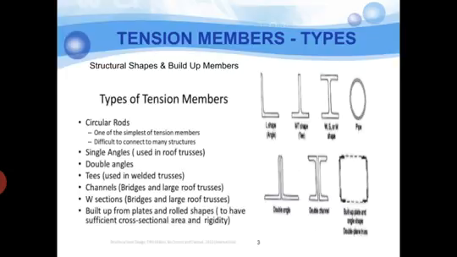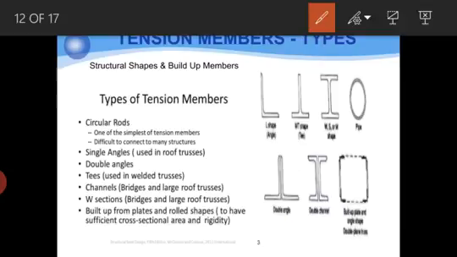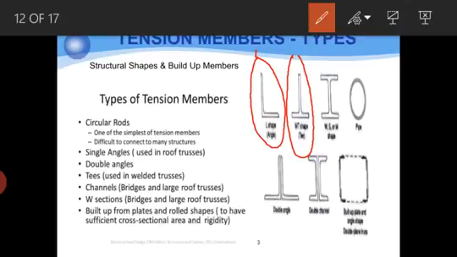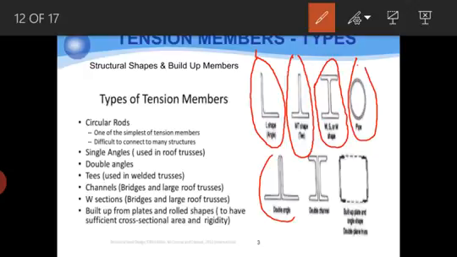Some more types of tension members are structural shapes and built up members. Circular rods could be used as tension members. Even a single angle section could be used as a tension member. Even wide T shape sections are also used as tension members. Even an I section could be used. Pipes are also used as tension members. Even double angles are also used. Double channel sections are also used as tension members.